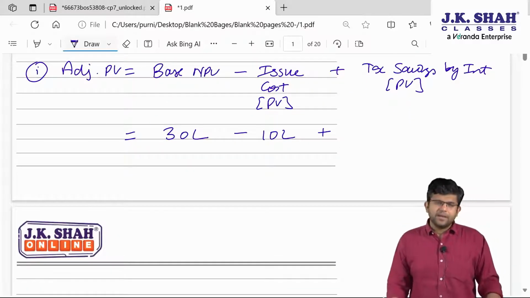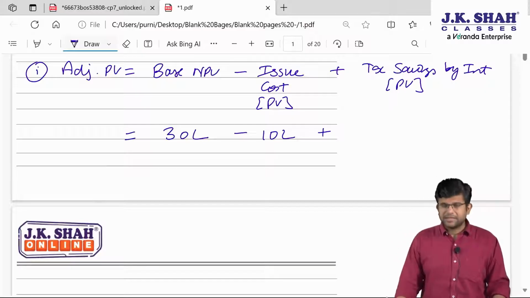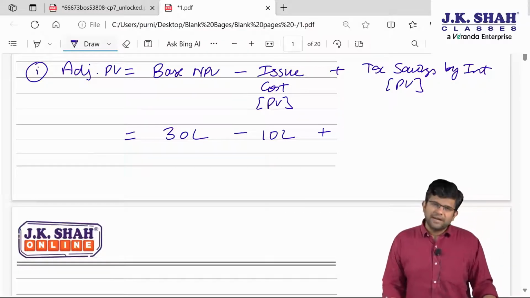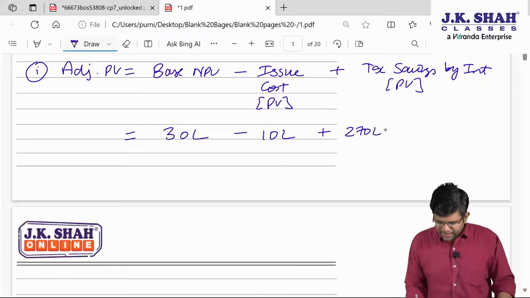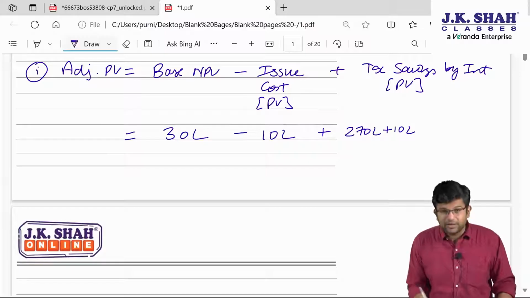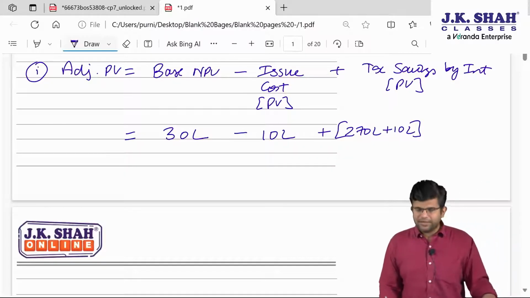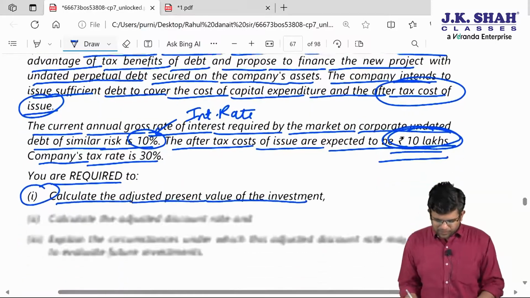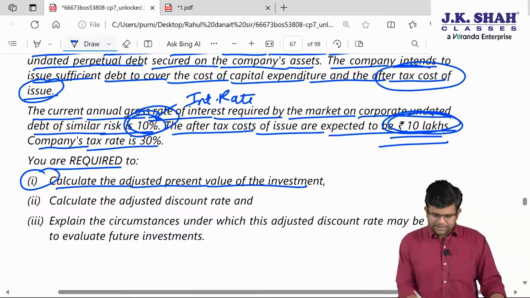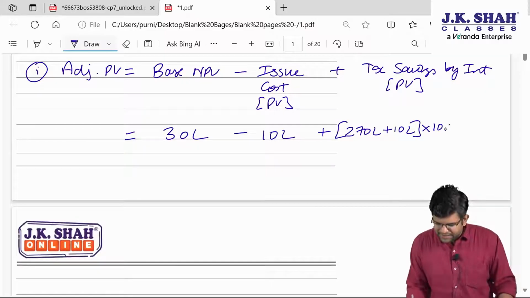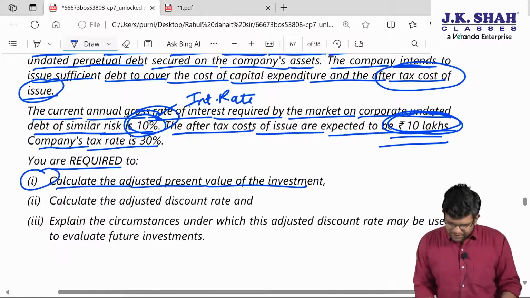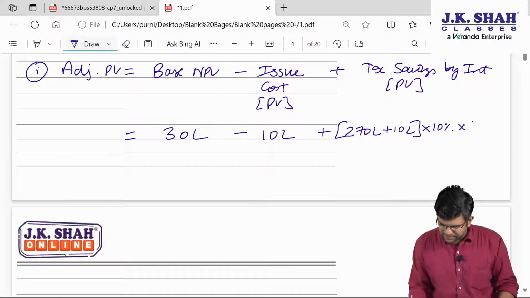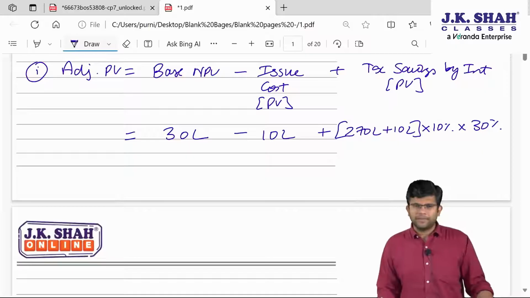Very simple. The total debt, as we had discussed, was 270 lakh plus 10 lakh. So I'll write here 270 lakh was the debt we raised for the project, and 10 lakh is the debt we raised for the issue cost. So total of 280 lakh rupees debt we have raised. On this 280 lakh rupees debt, there is a 10% interest. So this is the interest per annum, and on this per annum interest you will be saving a 30% tax rate. Everyone clear? You will be saving 30%.